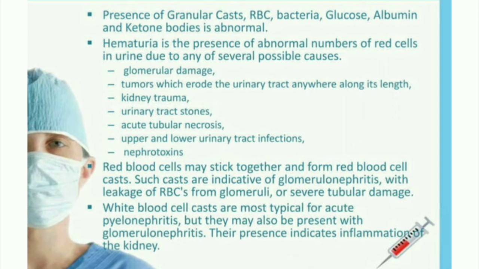Presence of granular casts, RBCs, bacteria, glucose, albumin, and ketone bodies is abnormal. Hematuria is the presence of an abnormal number of red blood cells in urine due to any of several possible causes: glomerular damage, tumors which erode the urinary tract anywhere along its length, kidney trauma, urinary tract stones, acute tubular necrosis, and upper and lower urinary tract infections.